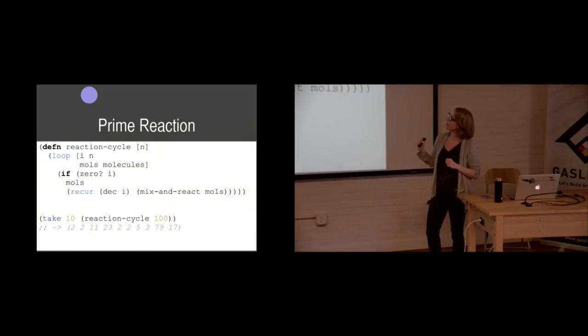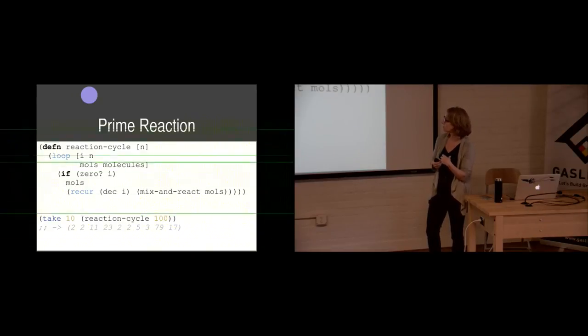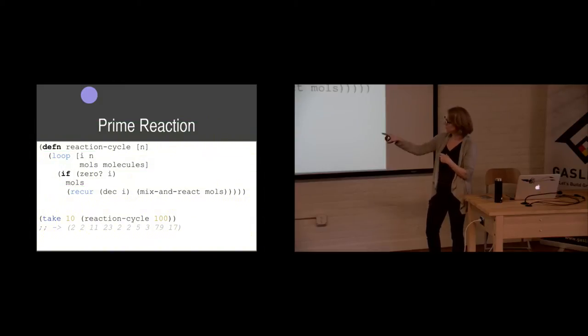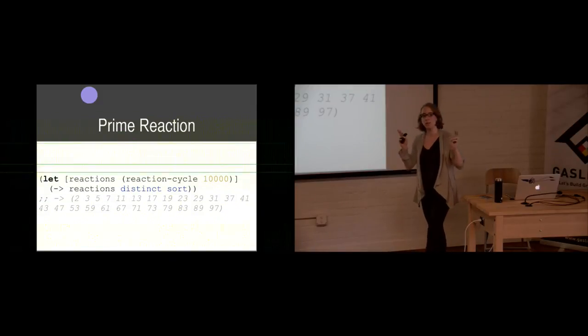Let's go ahead and make another function that's going to be a reaction cycle. What it's going to do is let us do this whole mix and react molecule cycle n times. So we're going to loop over these molecules and basically do this mix and reaction stuff over and over again until we stop. So if we do this 100 times and we look at the first 10 molecules of it, we see a lot of twos. And a 5 and a 3, it's looking like it's getting more primes. There's some duplicates. Let's do it 10,000 times, and we're going to take a measurement of our solution.